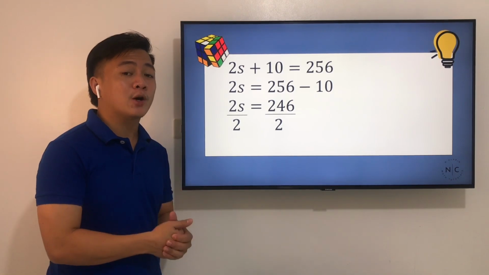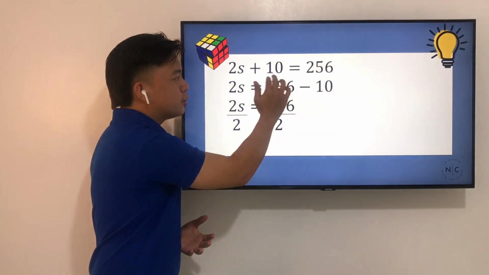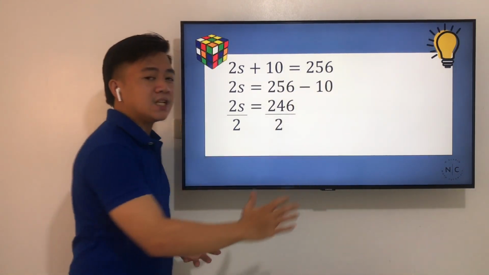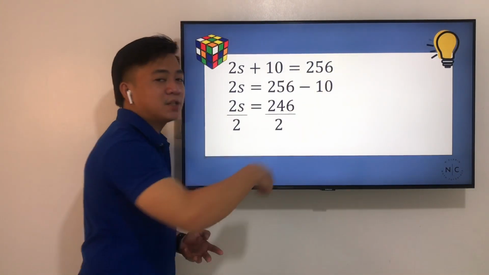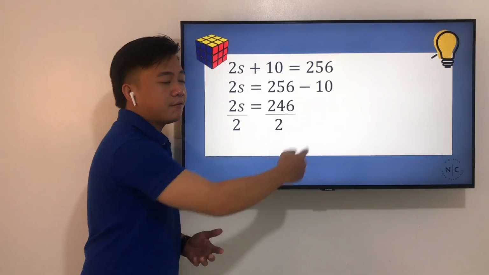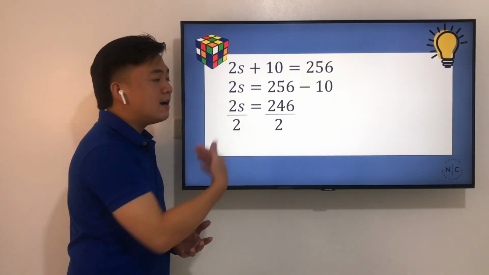Next step is, we will combine like terms. So, dito yung 10, constant yan. 256 is also a constant. So, transpose natin si 10 sa kabila, mag-change ng sign, it will become negative. So, matitira si 2x dito sa kabilang side.